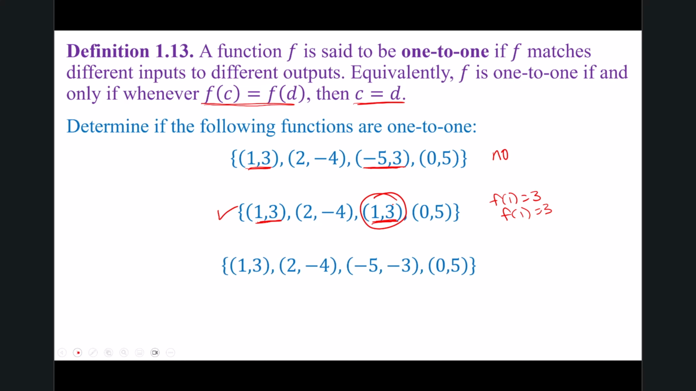Let's look at this example. We have the points 1, 3, 2, -4, -5, -3, and 0, 5. All of the x values are different, so it is a function. And yes, it is a one-to-one function because all the y values are also different. So every x goes to exactly one y, which makes it a function, but also every y comes from only one x. So it is a one-to-one function.